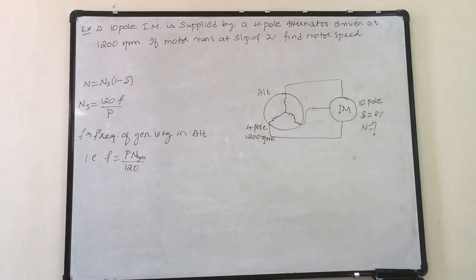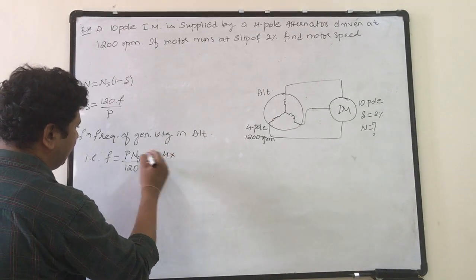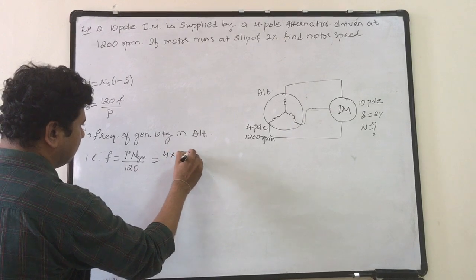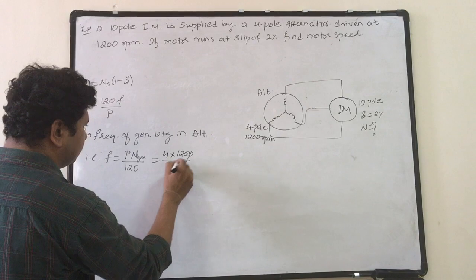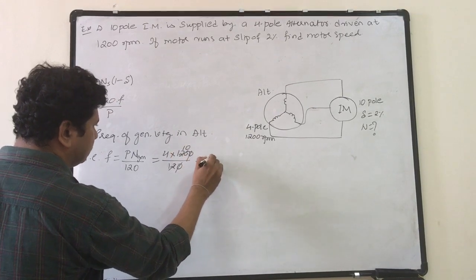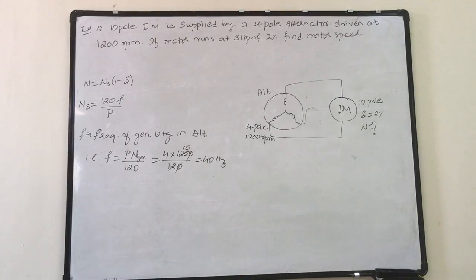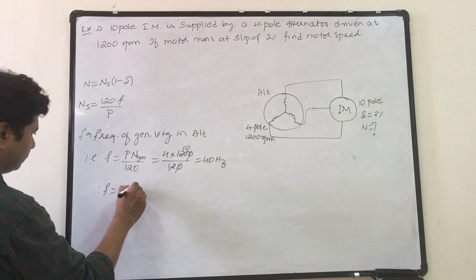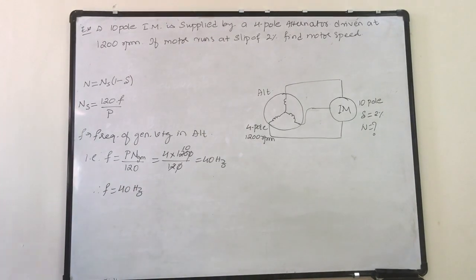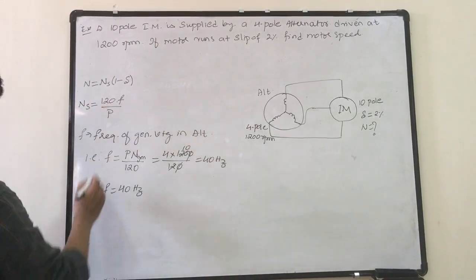Speed of generator into number of poles in generator divided by 120. So number of poles are 4, speed is 100, by 120. So the supply frequency is 40 Hz. Therefore F is equal to 40 Hz. As F is equal to 40 Hz, substitute this 40 Hz in calculating Ns.